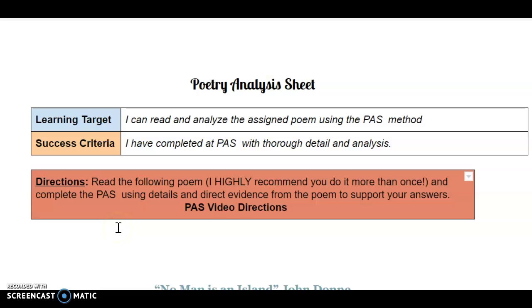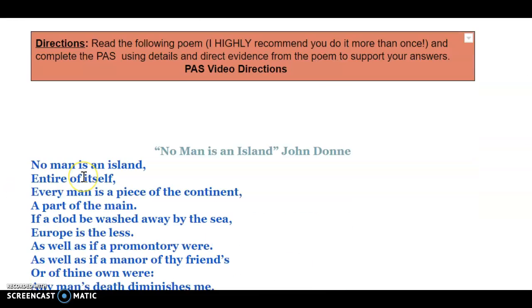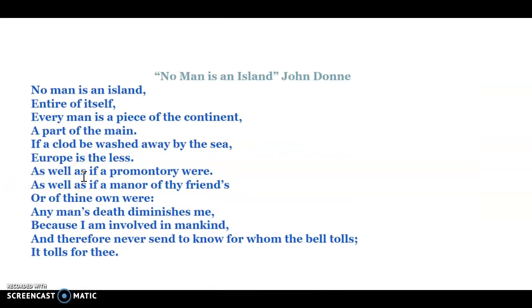Directions: I read the following poem. I highly recommend you do it more than once and complete the PAS using the details and direct evidence from the poem to support your answers. All right, so here's our poem. This is our example one. You will be doing your own poems, but this will be how you learn how to use this technique, okay? So it is No Man Is an Island by John Donne.